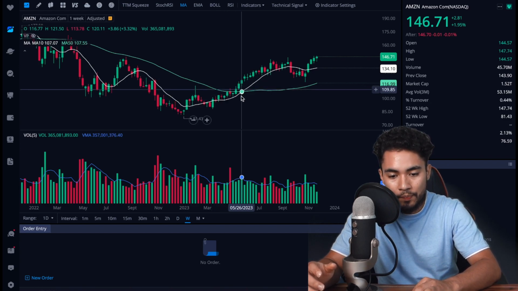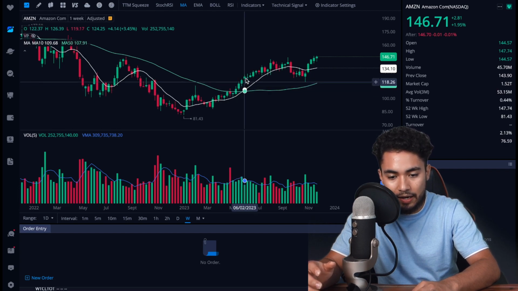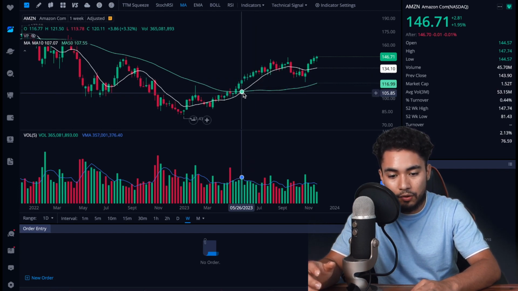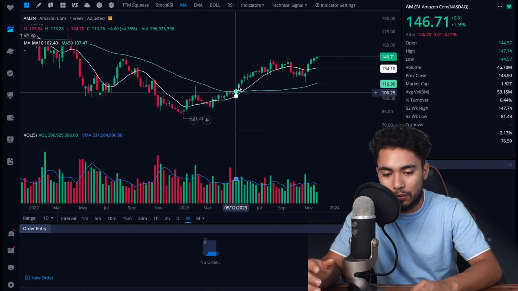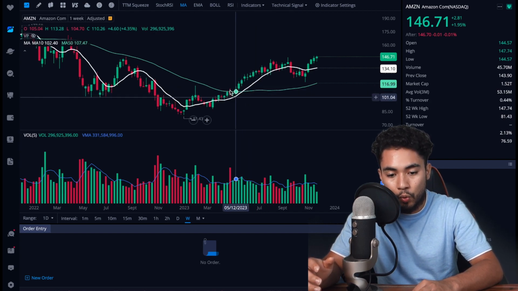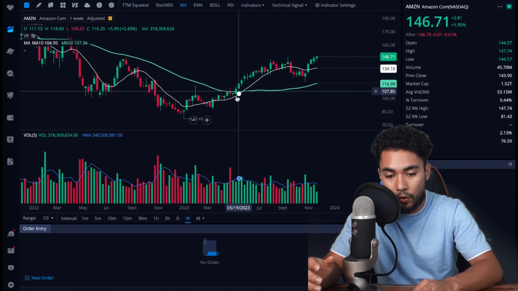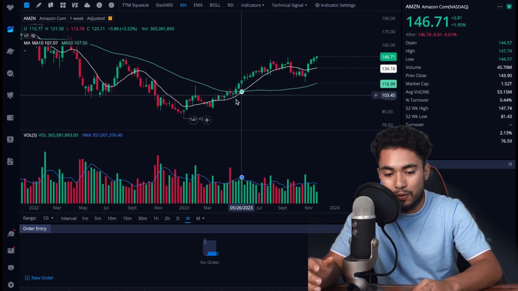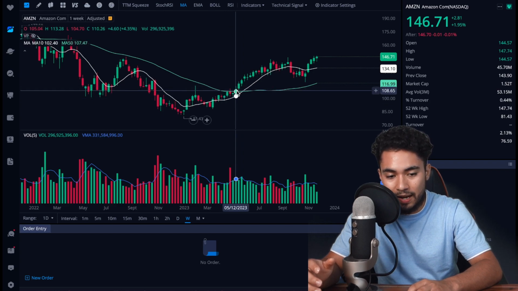And what do you know? Right after it closes like that, it keeps going higher and higher and higher. Then you have a cross, which just further confirms what you thought once it closed over the 50 MA, before the cross, closing at 110 right here. This weekly candle I'm talking about is from May 12th.